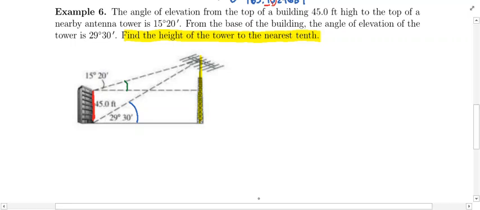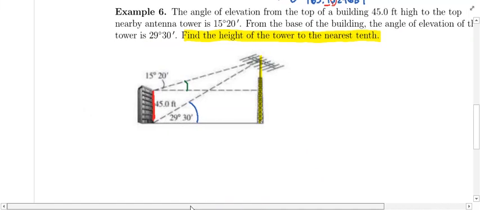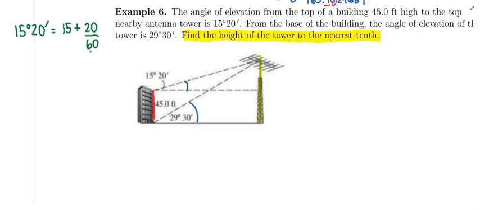Before we do anything, let's convert these both to decimal degrees, because that will be easier to work with. Let's start with the 15 degree and 20 minute angle. Remember, to convert degrees, minutes, and seconds over to decimal degrees, you need to say, we have 15 whole degrees, and then you take the number of minutes and divide by 60 because there are 60 minutes in 1 degree. We don't have seconds here, so we don't have to worry about that.